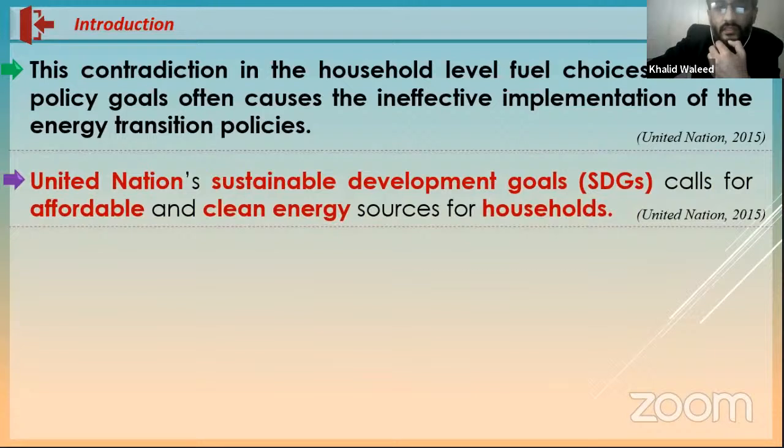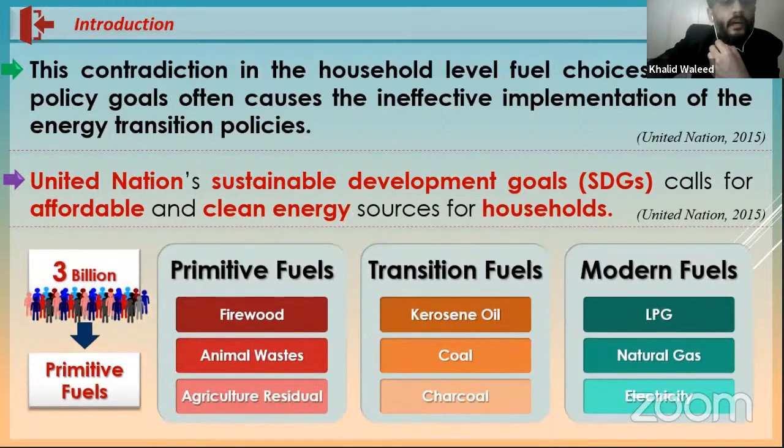The United Nations Sustainable Development Goals (SDG) call for affordable and clean energy sources for households. There are 3 billion people on this planet Earth who are still using primitive fuels. We can divide our household fuels into 3 main categories. These are primitive fuels, transition fuels, and modern fuels.